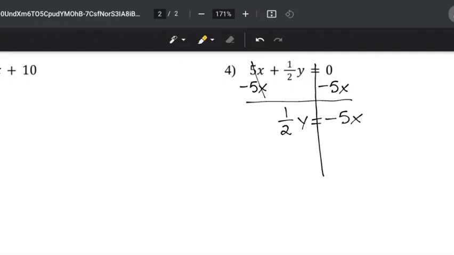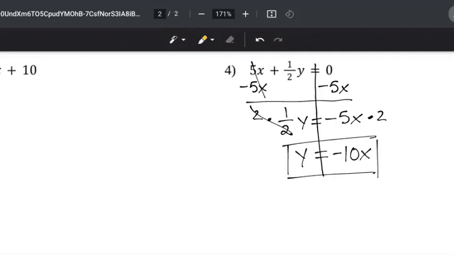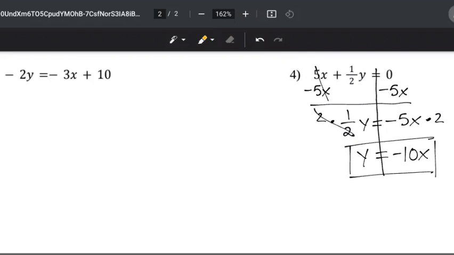You do not need to write plus 0 because plus 0 represents that we are adding nothing to it. Now we have 1/2 connected to y. The way we get rid of a fraction is we multiply by the denominator on both sides. That cancels out. If there was more than one term on the right, we would have to multiply everything by 2, but there's only one term. So we are just multiplying that -5x, which will give us -10x. And there is slope-intercept form for number 4. All right, let's jump over to number 5.